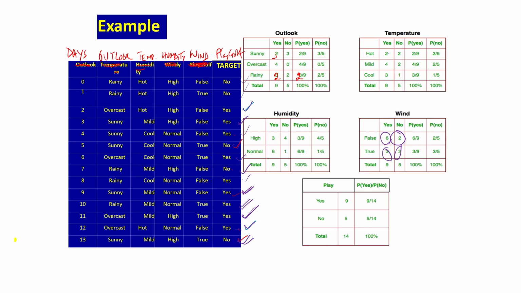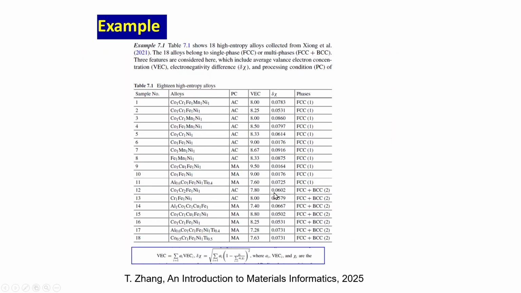Okay. So, let me go to the next example. Okay. So, let us do that. That is for the metallurgy or material science. This is taken from the book of Zhang, and here we are showing 18 high entropy alloys collected from Young et al. All these alloys show either single phase FCC or FCC plus BCC.